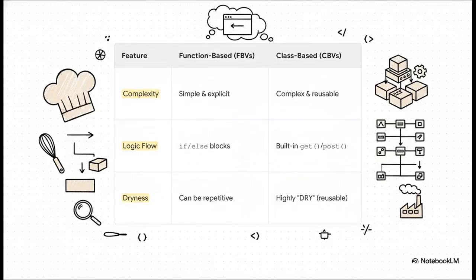Now, just like there are different styles of chefs or cooking, developers have a couple of different ways to write these views. You've got function-based views, which are kind of like a simple, straightforward recipe, great for easy tasks. Then you have class-based views, which are more like a master chef's technique book, a bit more complex, but you can reuse the techniques over and over again. It's really just about picking the right tool for the job.